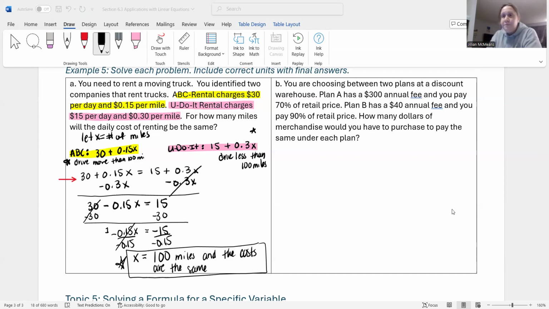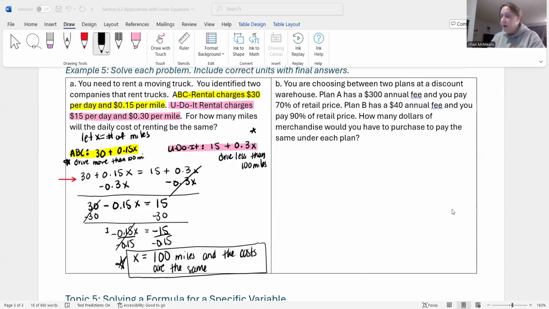Okay. Now, Plan B is different. Plan B has a $40 annual fee, so it has a much, much lower annual fee, but then you pay 90% of the retail price. So you still get a discount, but in this case, you're only getting like a 10% discount. So how many dollars of merchandise would you have to purchase to pay the same under each plan? So basically, in this case, what we're looking at is how much money you're spending at this discount warehouse, okay? For each dollar you spend, that's what's going to tell us kind of that break even point.